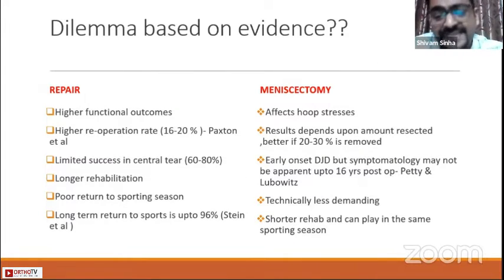What if you do meniscectomy? It affects the hoop stresses, it reduces them, but the result depends upon how much you are resecting. As told, if you resect more, the tibiofemoral contact pressure increases more. And that is the reason an early onset degenerative joint disease is seen, but it may not be symptomatic as late as by 16 years. They can keep on working, but X-rays might not look good or MRI might not look good. Technically less demanding and a shorter rehab is there.